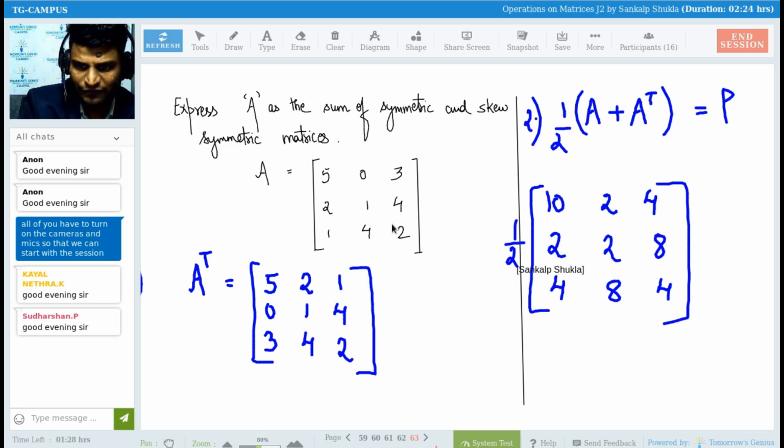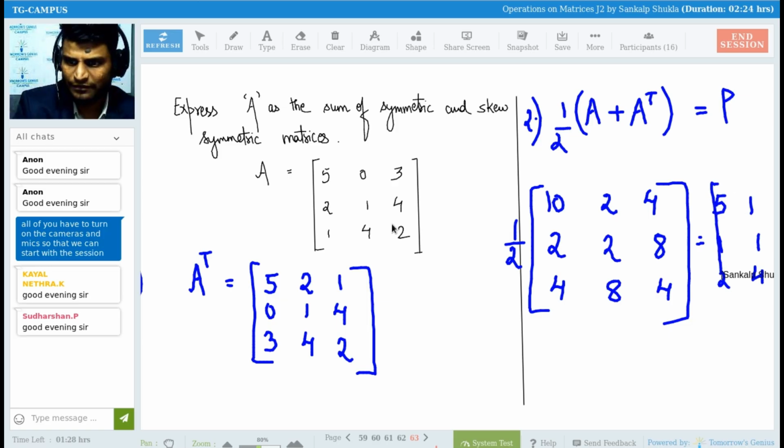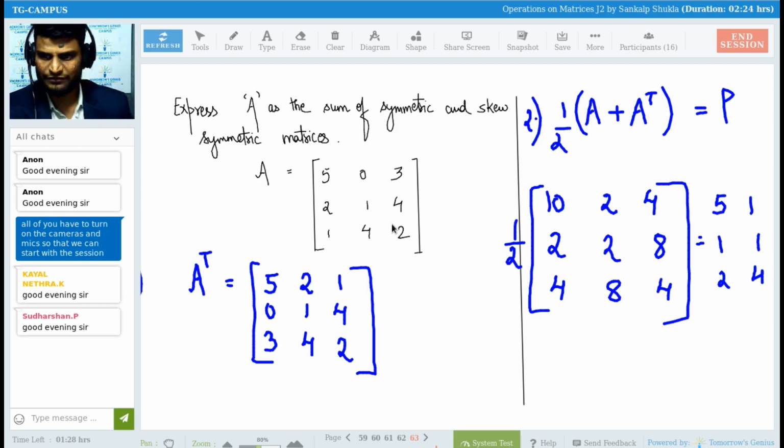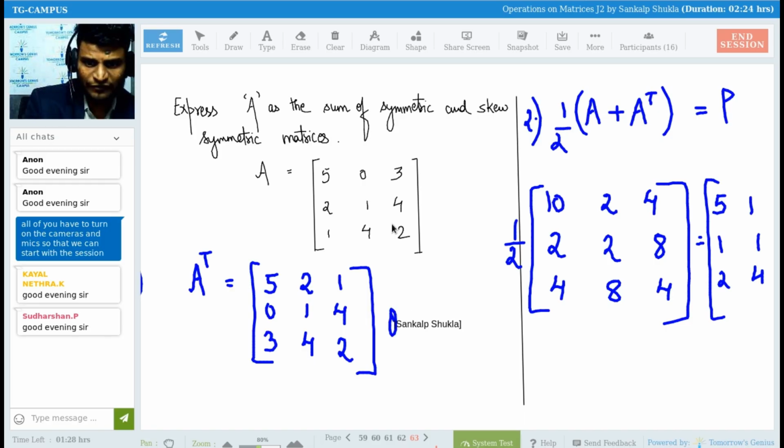And I have to multiply it by half, so I have to divide each element by 2. So it will be 5, 1, 2, 1, 1, 4, 2, 4, 2. Like this. So this is the P matrix. Now similarly you have to find the Q matrix, which is half of A minus A transpose.